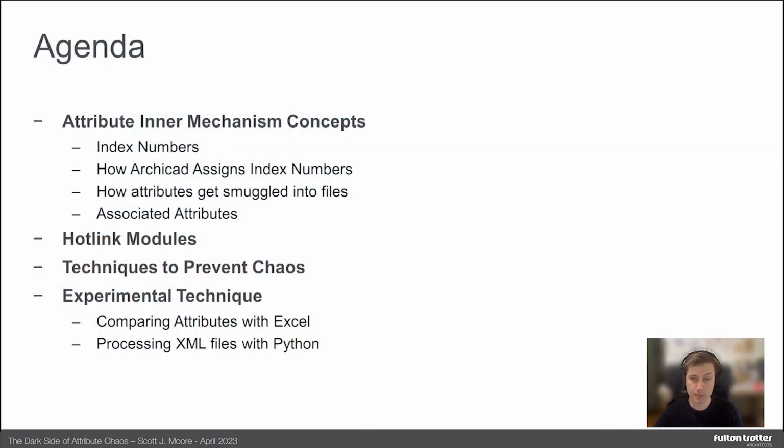A brief agenda of topics and learning objectives we'll cover in this session. We'll look at the inner mechanics of how attributes are managed in Archicad and how chaos can unravel and potentially cause disasters in your file, how hotlink modules don't play nicely with attributes. We'll look at some techniques to get ahead of attribute management and prevent the chaos, specifically on hotlink modules. And then we'll look at some experimentation I've been doing, utilizing Python and Excel to help clean up and make bulk edits to attributes.